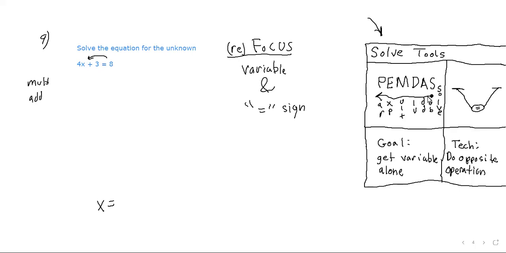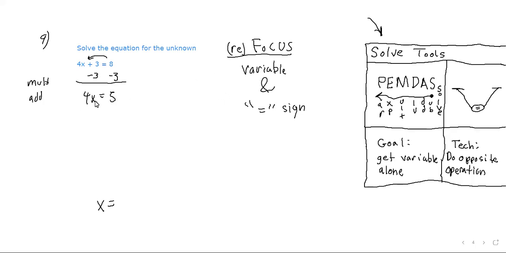So here, there's no subtraction. We do have addition, so we take care of addition first. And what's our technique? We do the opposite operation. So since we're adding 3, we're going to subtract 3. Now we just performed an operation on one side of the equal sign, so we know we have to perform the identical operation on the other side of the equal sign. So we're going to subtract 3 from the other side as well. Now we simplify, right? So we get 4x equals 5.